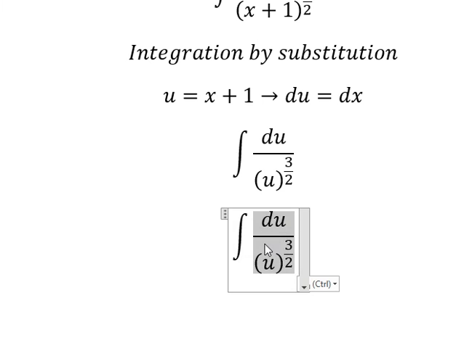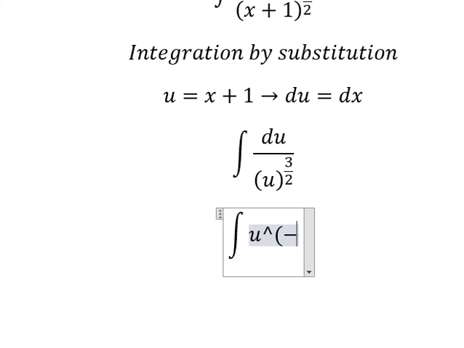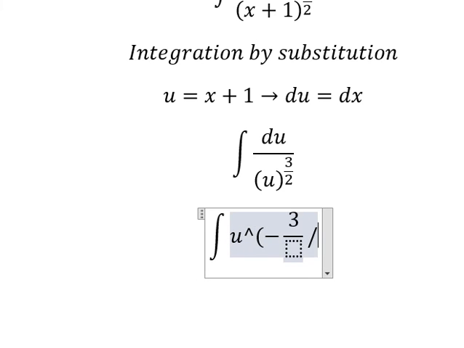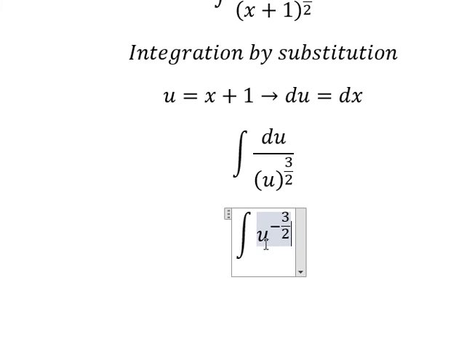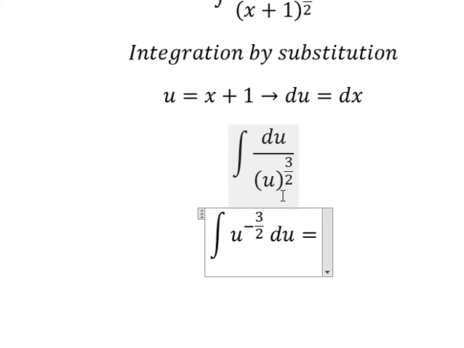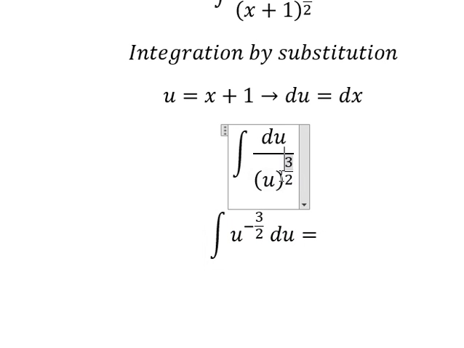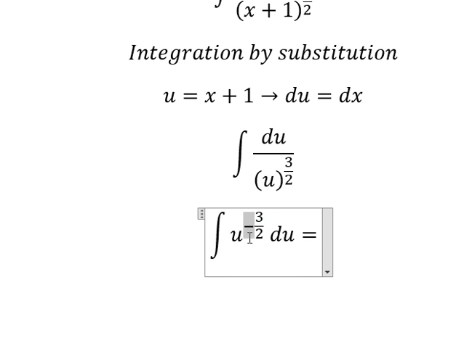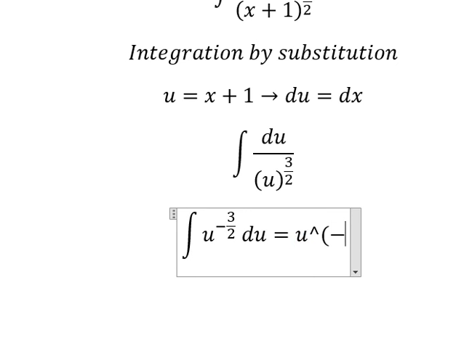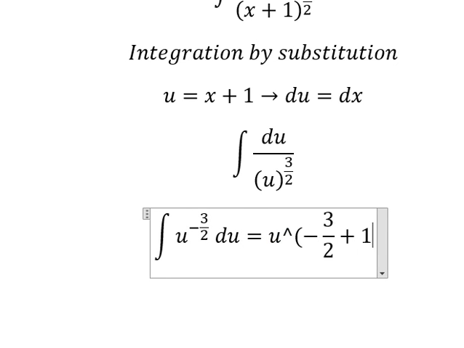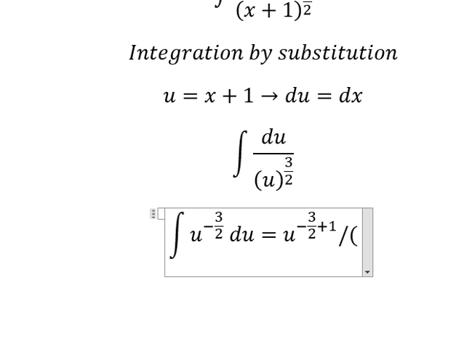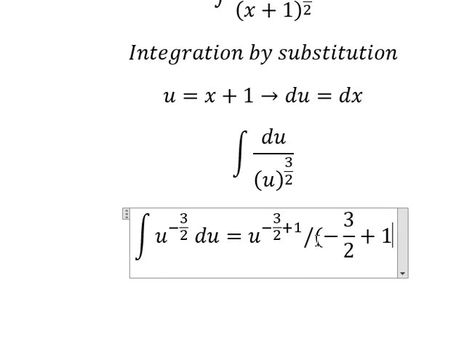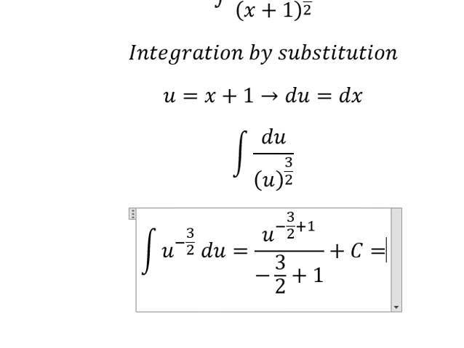So we have u to the power of negative 3 over 2. Because if we put this one in the numerator, the power should be negative. So we have negative 3 over 2 plus 1 over negative 3 over 2 plus 1, and we put plus c.